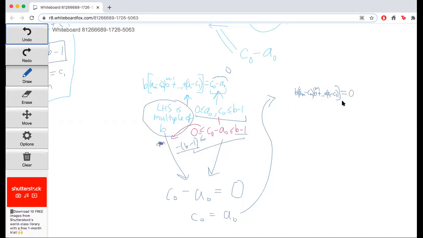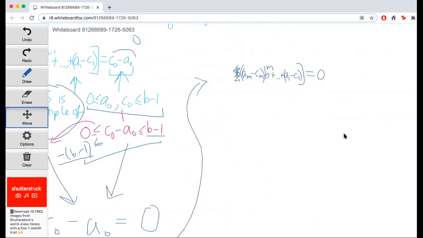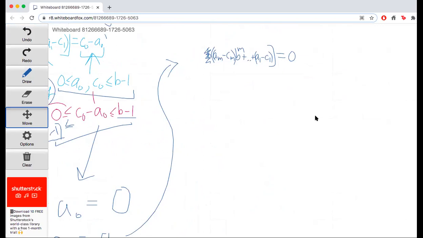Okay. So since now I've got a 0 here and I've got some multiple of B, the only thing that multiplies with B to get 0 is 0. So that means that this thing in brackets is also equal to 0. So now I'm going to cross out the B. So this thing is now equal to 0. Okay. Do people see what to do next?